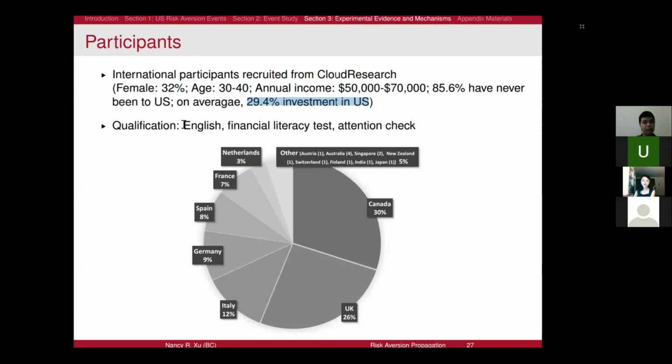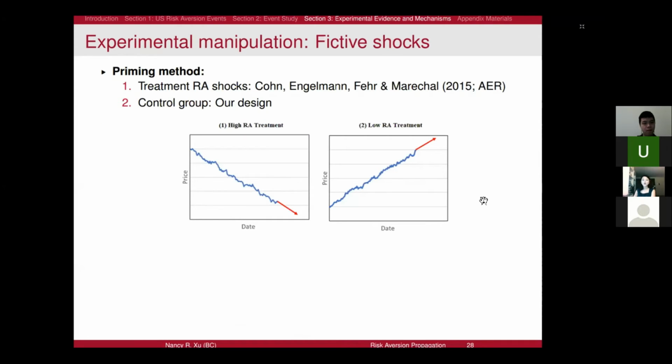And they have to know English. They have to know some basic financial knowledge, meaning if I ask you which asset has a higher volatility, stock or bond, you need to answer stock to enter the next stage of the survey. And this is the country distribution. You see, it highly mimics what we have in the previous empirical analyses. So that's good. Now, what is the shock?